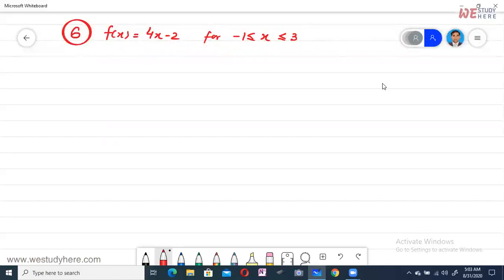Sketch on the single diagram the graph of y equal to f of x and y equal to f inverse of x, showing the coordinates of any point where the line meets the coordinate axis. Same thing as we have done in the previous question, we will do here. First of all, drawing the table.